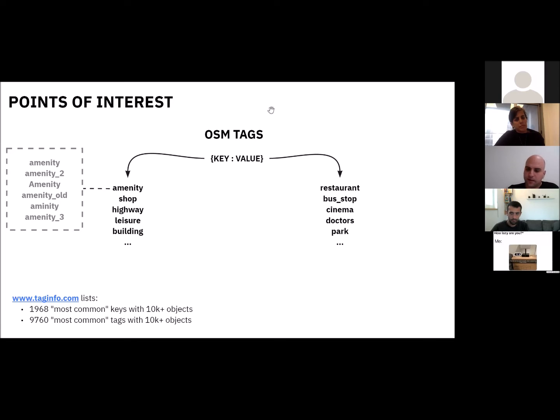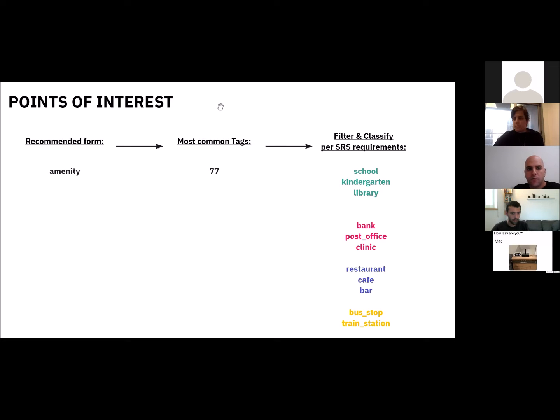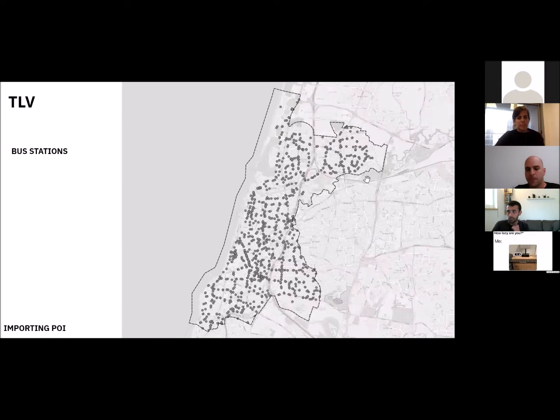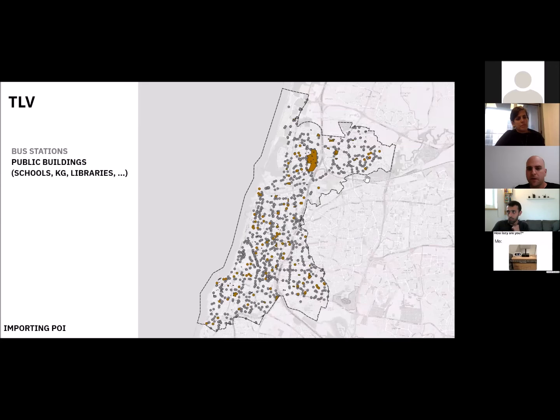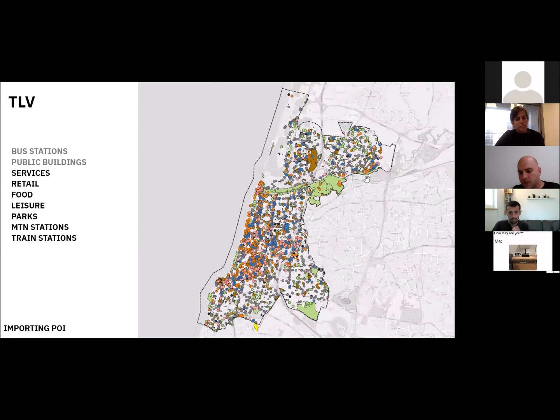Part of the reasoning is that, because not all users are following exactly the guidelines, you see on the left side of the screen how many different versions of the key amenity there are. So we developed a method in which we use the recommended form of every key, and we use a website called TagInfo that provides the statistics. So we get the most common tags associated with the key, and then manually, at least for now, we filter and classify the tags per category and per the requirements of the chosen sustainability rating system. So we downloaded the bus stations, the public buildings, and all types of different data. So basically, you get quite a lot of data relating to your city.